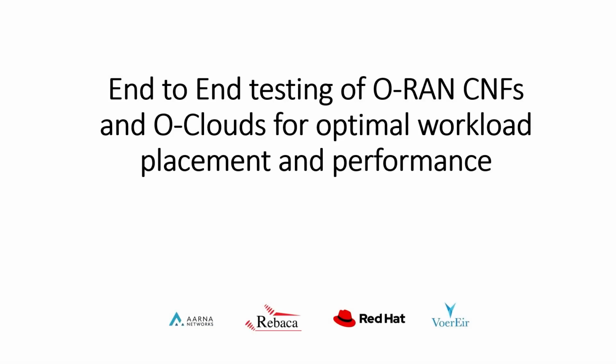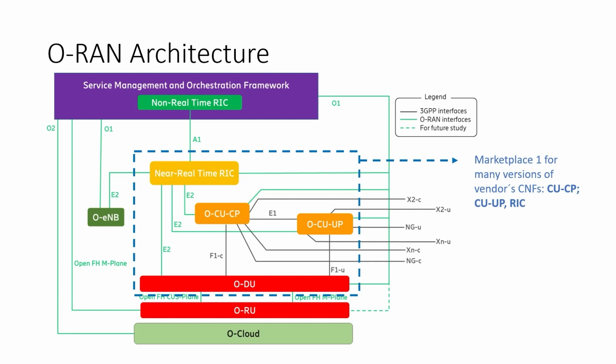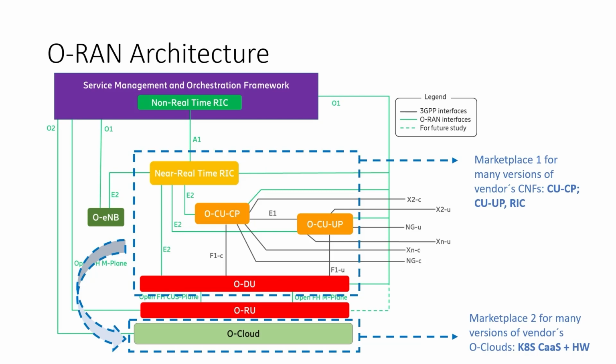We are going to show the end-to-end testing of ORAN containerized network functions and OClouds for optimal workload placement and performance. To deploy an ORAN node, it is foreseen the integrators will have to select the vendors for the CNFs from a marketplace specialized at the application level, and the OCloud hardware and software infrastructure from another marketplace specialized on infrastructure providers.